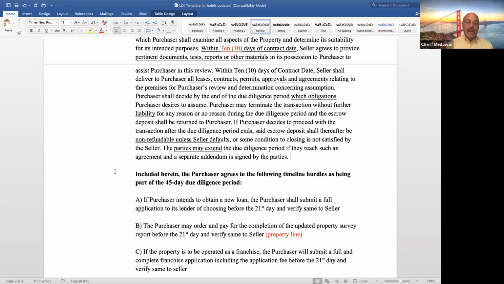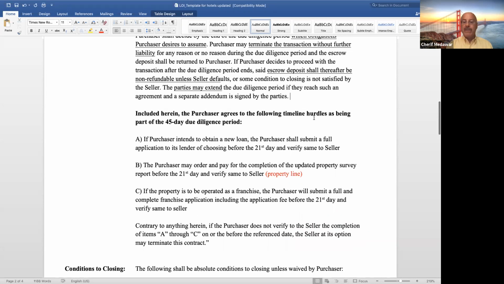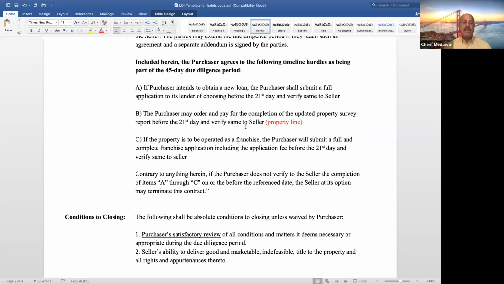All right. Included herein, the purchaser agrees to the following timeline hurdles as being part of the 45-day due diligence period. So there are some things that we as purchaser need to do to show them good faith and to move the process forward. A, if purchaser intends to obtain a new loan, which usually you would, the purchaser shall submit a full application to its lender of choosing before the 21st day and verify same to seller.